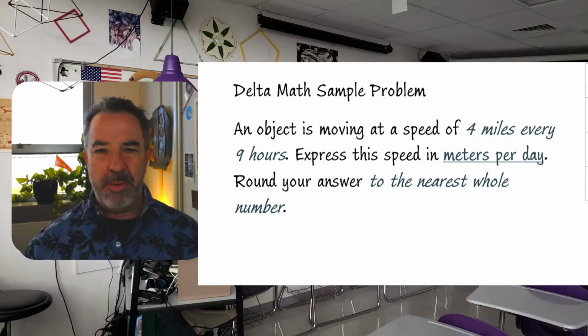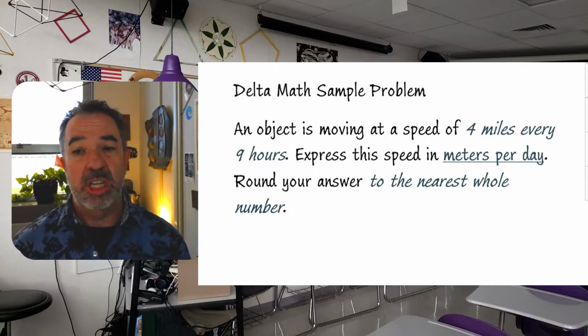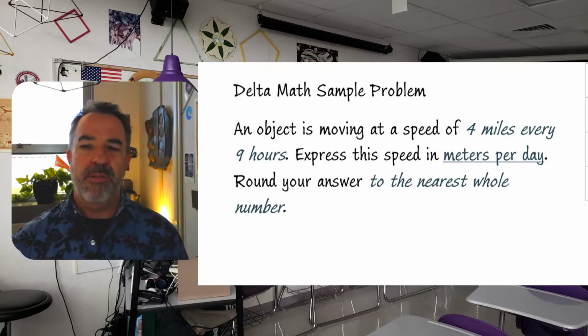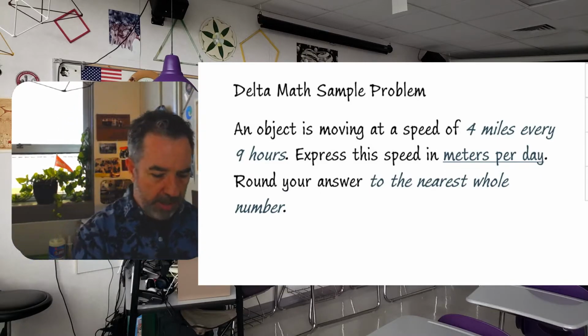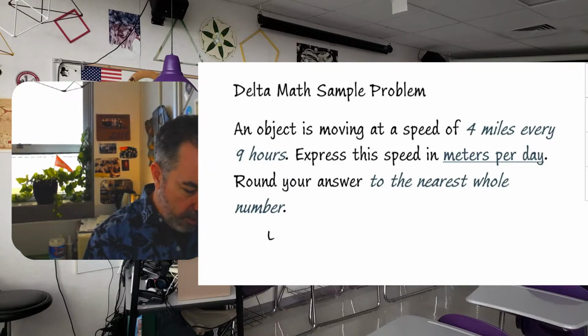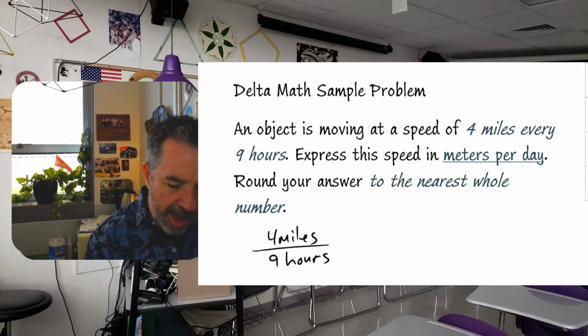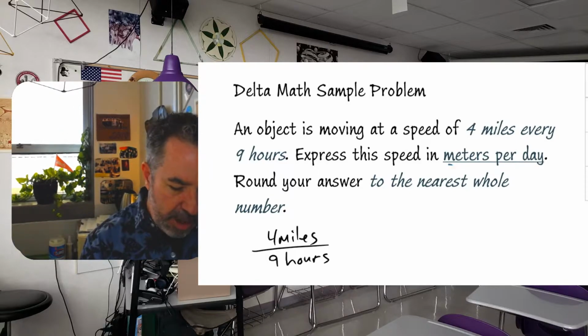And we can multiply by repeated giant ones, and we don't change the value of a thing, we just change its units. So it says here that an object is moving at a speed of 4 miles every 9 hours. So I'm going to write down that rate that we're given. So I'm just going to write down we've got 4 miles for every 9 hours. And we're asked to rewrite this so that we have meters per day.